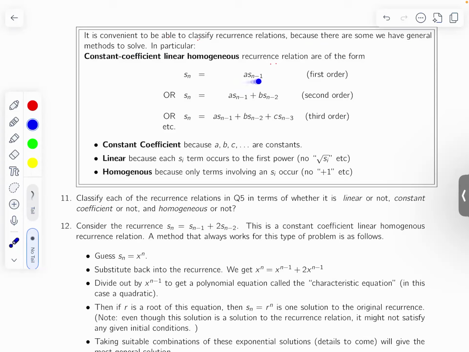So if Sn is something like this, a constant coefficient linear homogeneous relation will look like this one: Sn equals A times Sn minus 1. If it is second order, it will be like this one, like Fibonacci. Third order, like this one, with constant coefficients A, B, C. Linear because each S term occurs in the first power. Homogeneous because the only terms involved are the Si. There is no plus 2 or plus 1.